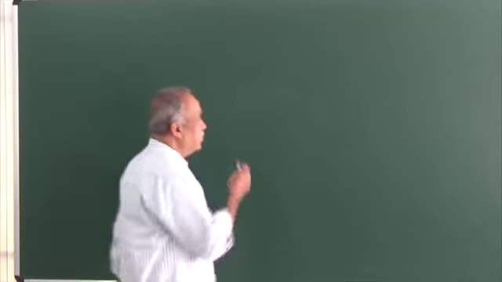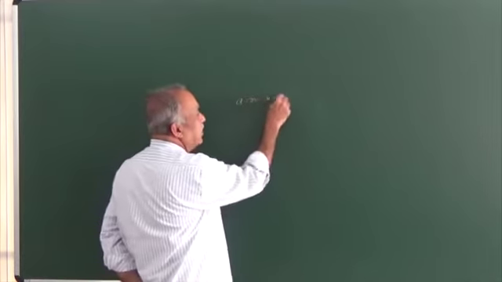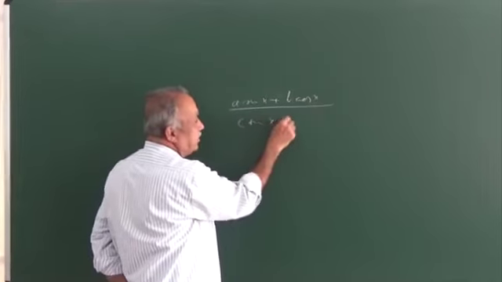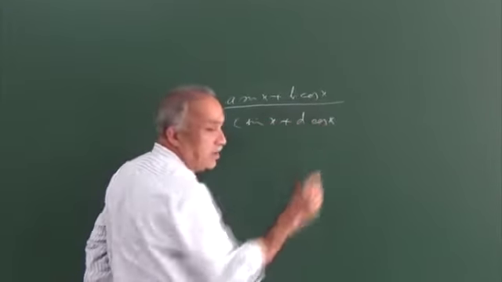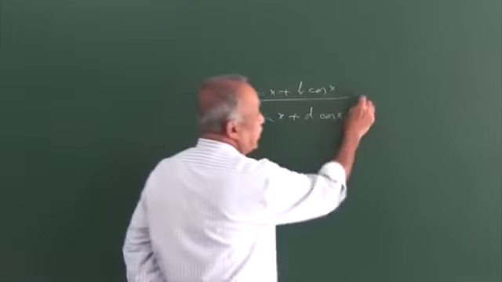Problems. Suppose you have an expression of the form (a sin x plus b cos x) divided by (c sin x plus d cos x). A, B, C, D are any four constants. You are required to obtain the integral of this.